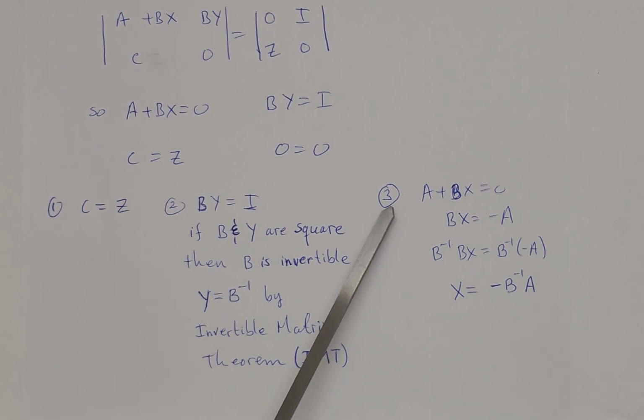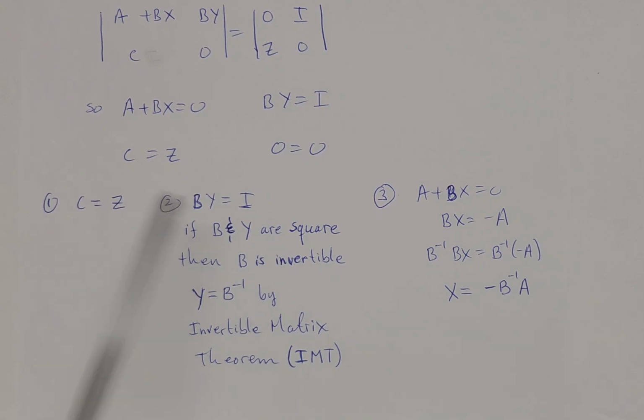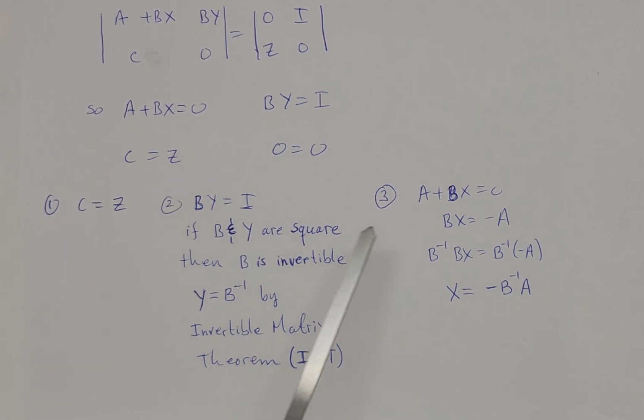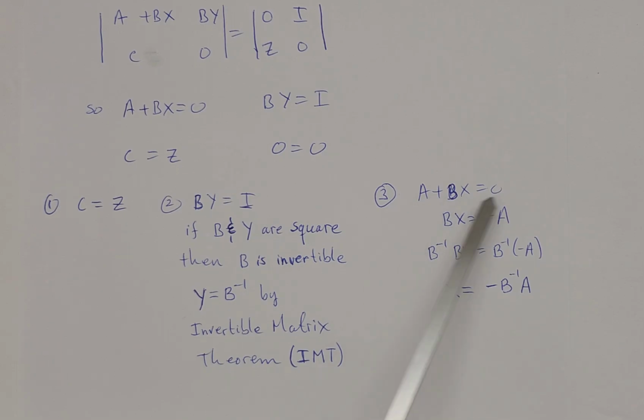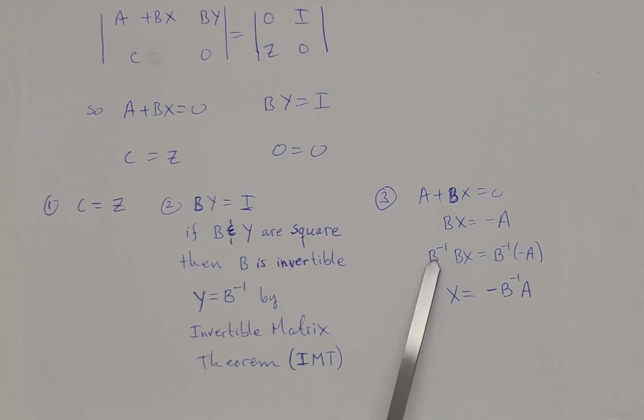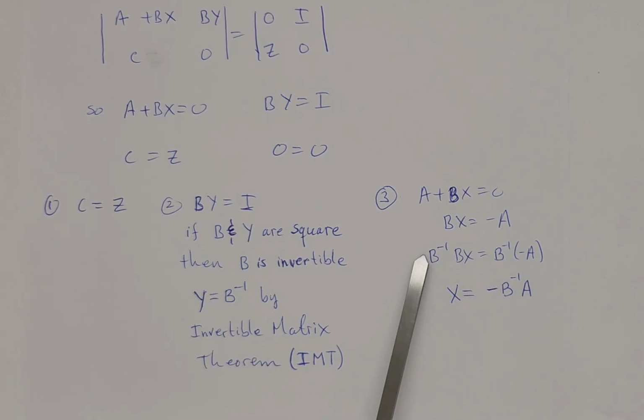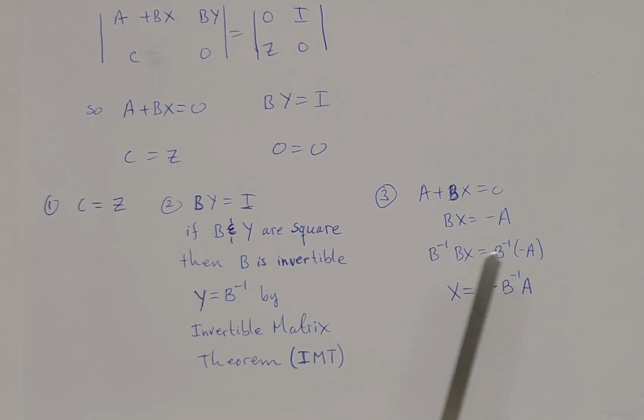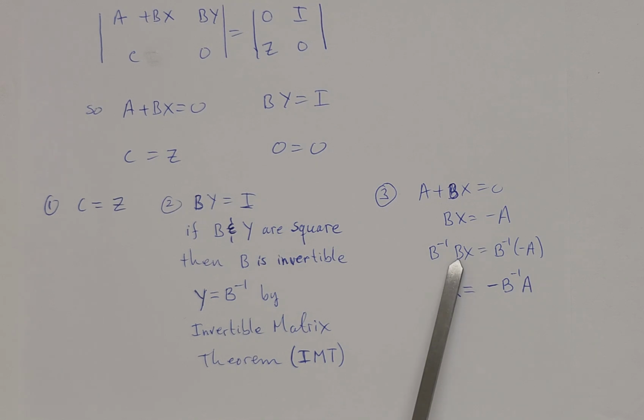Same thing with part 3, I have A plus BX equals 0. So if I solve for BX, bring the A over, I get negative A. And we do know that B has an inverse, so we just multiply the inverse on both sides from the left. The inverse and B itself will disappear. All I have left is just X. And then B inverse times negative A will give me negative B inverse A.